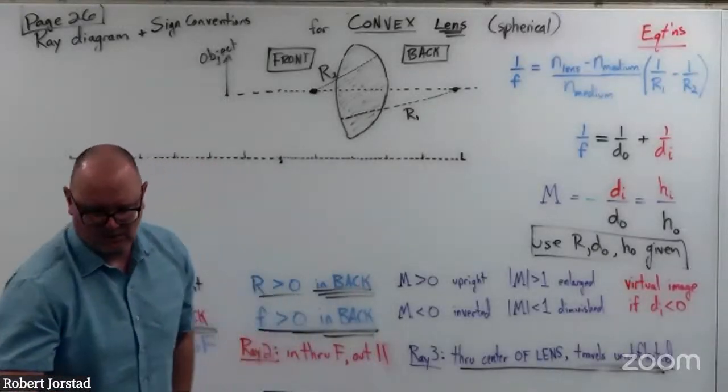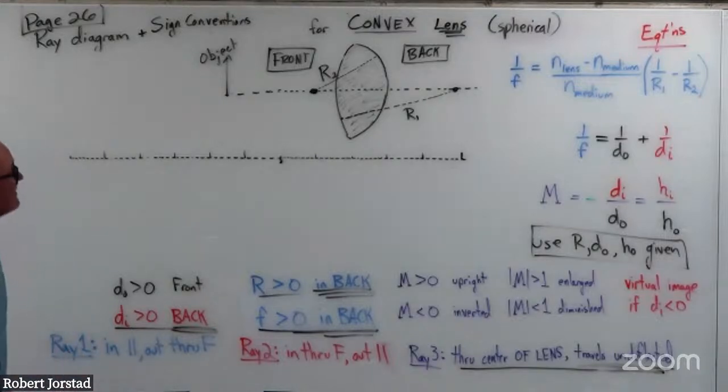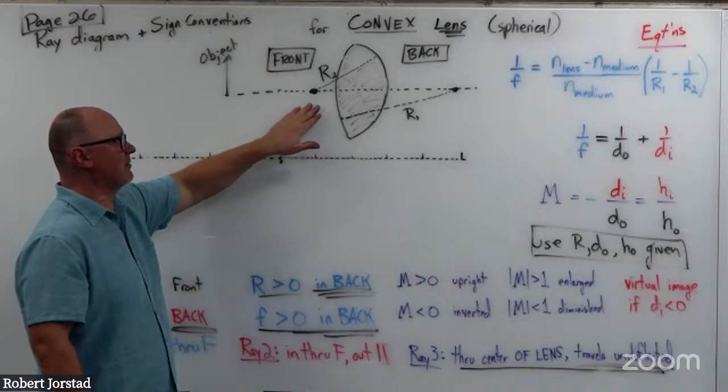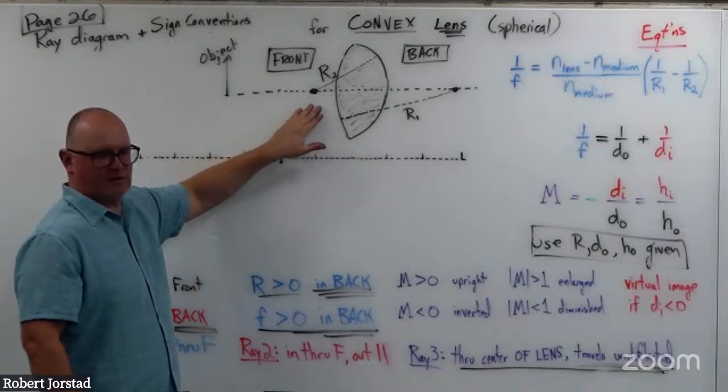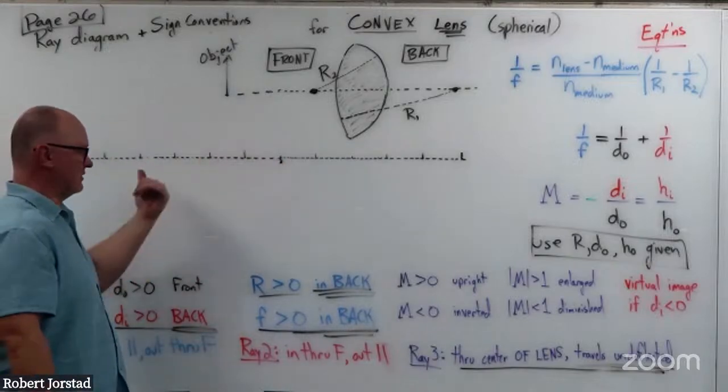All right, here we go. Now we're looking at lenses, following along on page 26. Lenses are a little bit more complicated, so I've got a starter diagram we need to discuss to understand this first equation. And then I'm going to erase that and do the ray diagram.